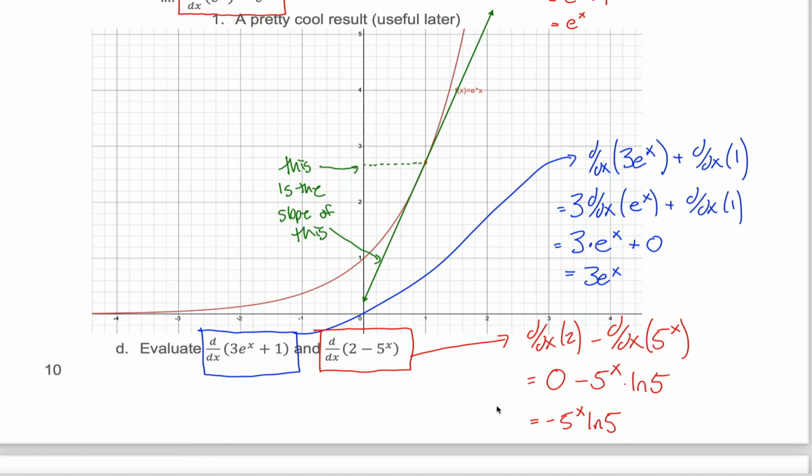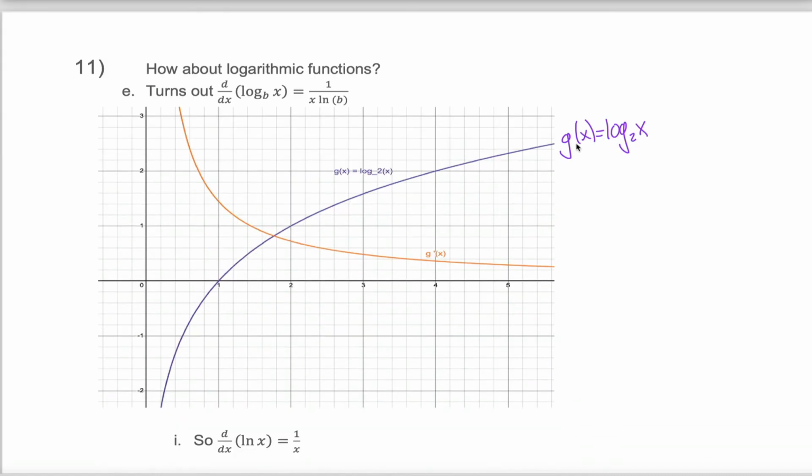So now let me do something similar for logarithmic functions. Remember earlier we looked at the graph of g of x equals log base 2 of x, and I tried to sketch its derivative. Turns out the derivative looks like what's pictured in orange. And the equation of that thing pictured in orange, I can get from this rule up here. It says the derivative of log base b of x, for any b, is almost 1 over x.